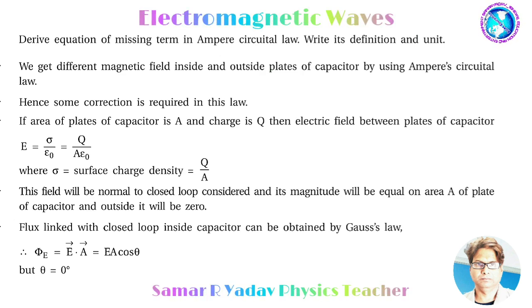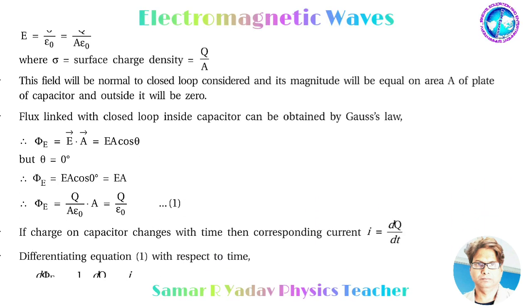If the area of the plates of the capacitor is A and the charge is Q, then the electric field between the plates of the capacitor is equal to sigma upon epsilon 0, which is equal to Q upon A epsilon 0, where sigma is the surface charge density, equal to Q upon A. This field will be normal to the closed loop considered, and its magnitude will be equal over the area A of the plate of the capacitor, and outside it will be 0. Flux linked with the closed loop inside the capacitor can be obtained by Gauss law.